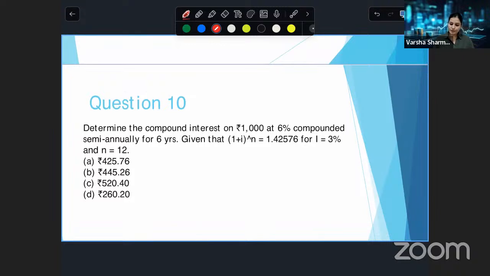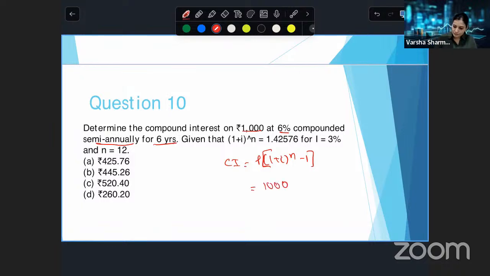The compound interest on rupees 1,000. See, compound interest formula, we also had this one: P[(1 + I)^n - 1]. We can also use this particular formula. So for rupees 1,000 at 6% compounded semi-annually, that's half yearly for 6 years. So they've already given us the value, right? So in this case, we don't need to use the calculator, use this value.